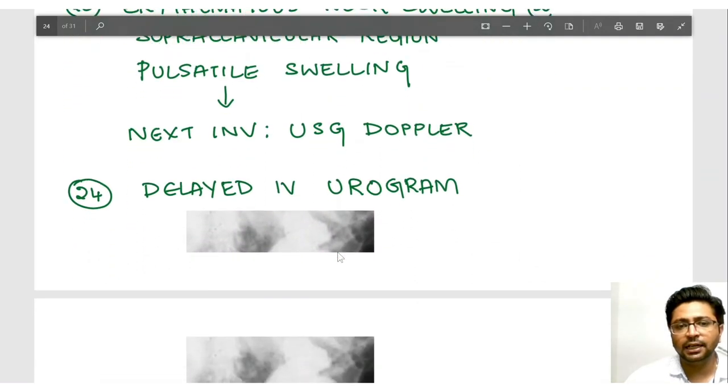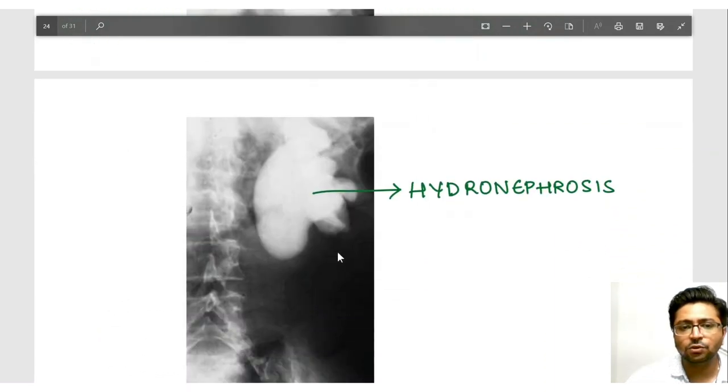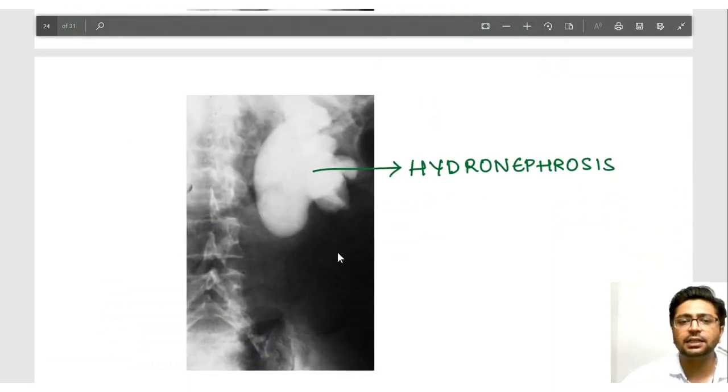Here a delayed IV urogram image is shown and it is showing classical hydronephrosis. So what is the diagnosis? It is pelviureteric junction obstruction.